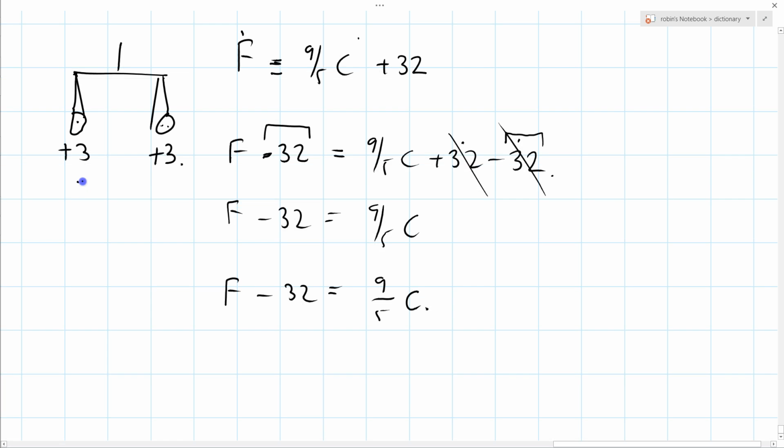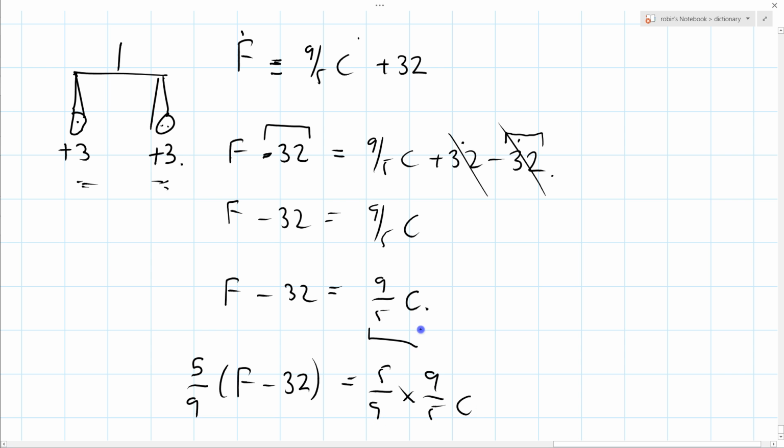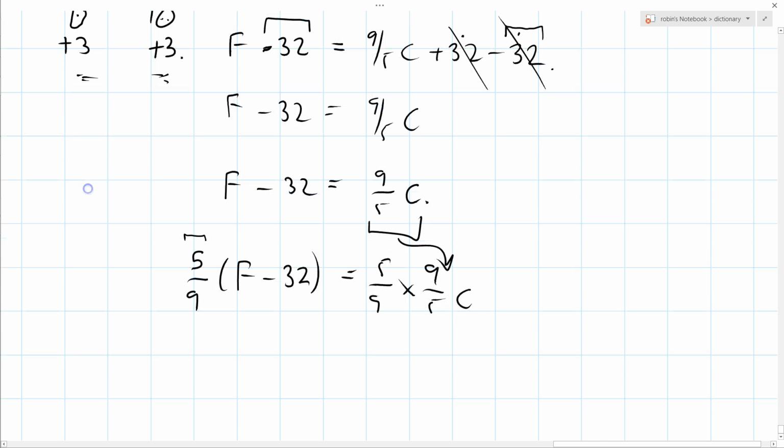And in the same way that I can add to either side of the equation, I can multiply. So I'm going to multiply by 5/9. F minus 32 equals 5/9 times 9/5 C, because this is that term there. And I'm just multiplying by 5/9 because I feel like it. Well, not because I feel like it. It's because, look, that 5 cancels there, and the 9 cancels here. So 5/9 times (F minus 32) equals C.